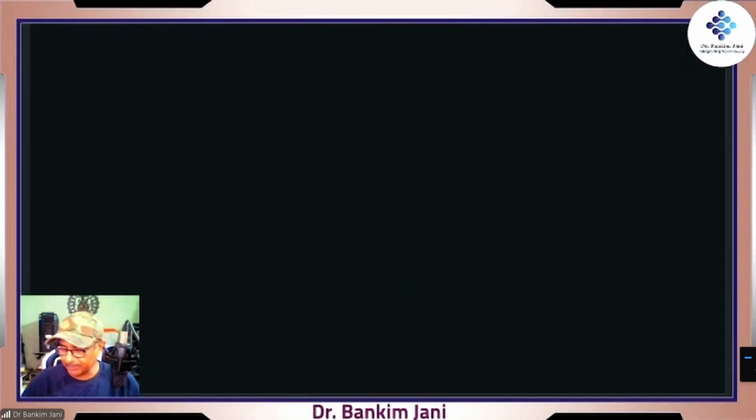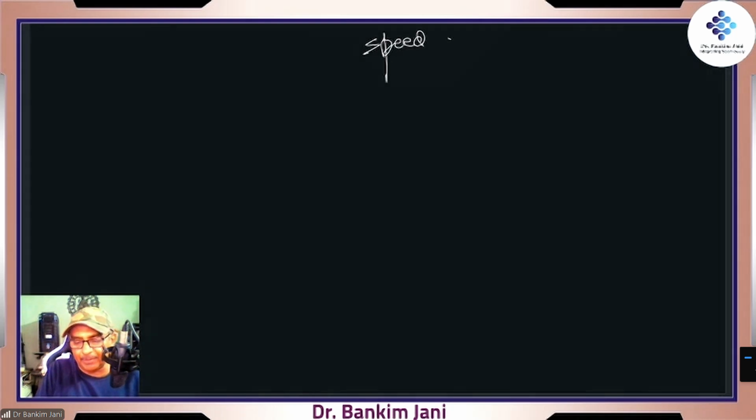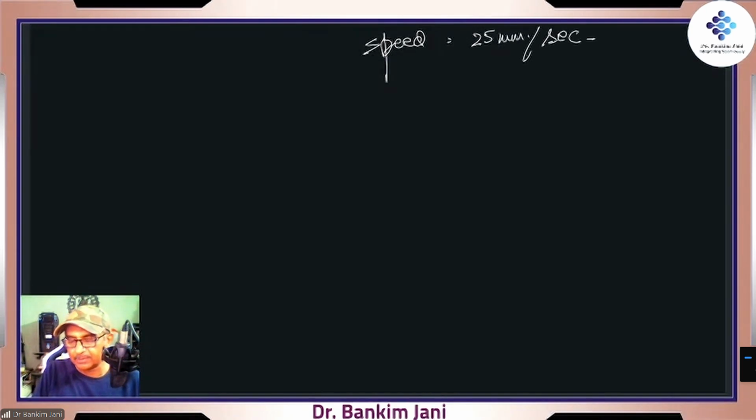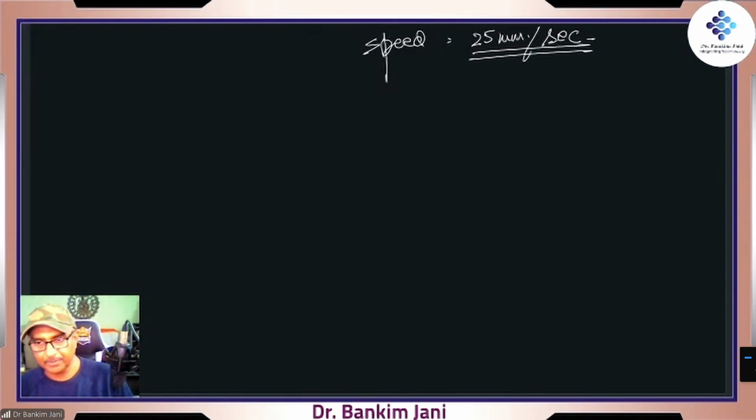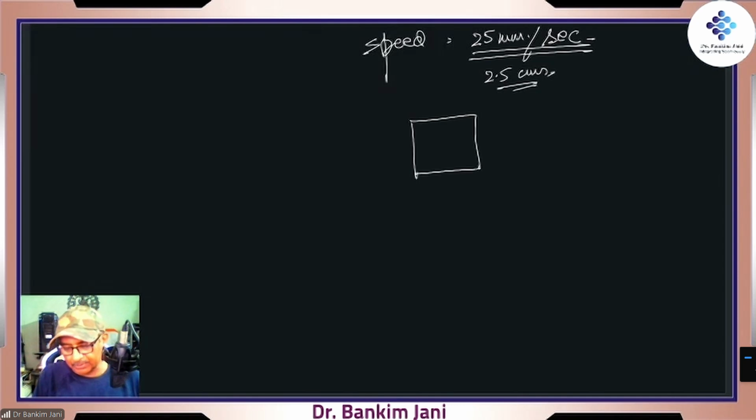So let's print on this blank page. The speed at which the paper was moving was 25 millimeter per second. 25 millimeter per second. That's the speed at which the whole thing is moving. Now, 25 millimeter is how much? It is 2.5 centimeters. Right?